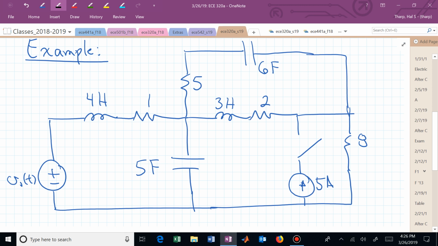And suppose that this switch opens at t equals 0.